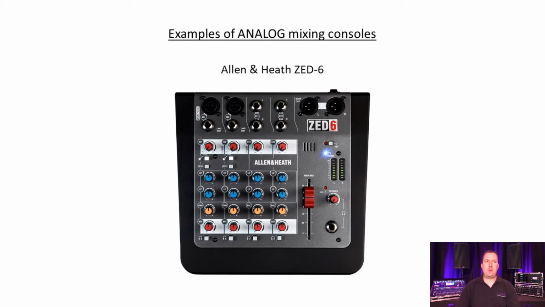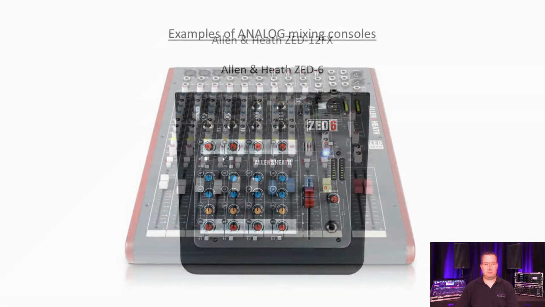Here follows a few examples of analog mixing consoles, starting with the Allen & Heath Z6 mixer. This is a basic 2 mono, 2 stereo channel mixer. As you can see, you have 2 mono and 2 stereo inputs in the input section with basic functions including gain, EQ, pan, and level adjustment. This mixer features 1 main output, the left and right master outputs.